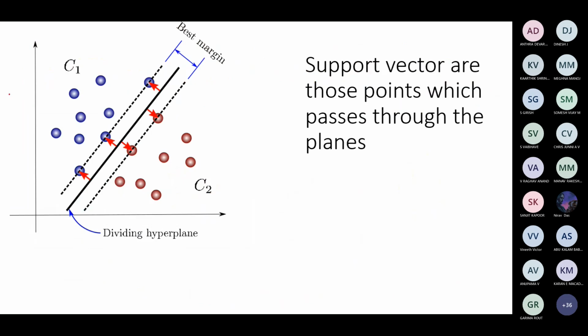Support vectors are those points which pass through the planes. Can you see which ones are passing through the planes on either side? In this example, I have three support vectors on the positive side and two support vectors on the negative side, and in total five support vectors.